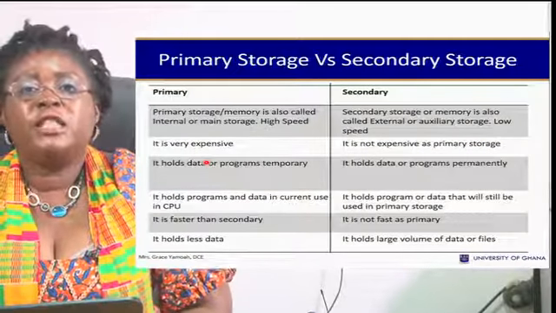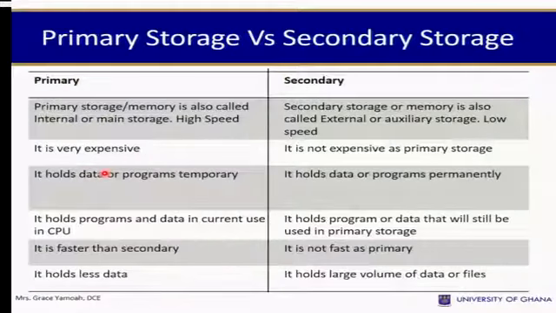Primary storage versus secondary storage. Primary storage memory is also called internal or main storage, high speed. Secondary storage or memory is also called external or auxiliary storage, low speed. Primary storage is very expensive. Secondary storage is not as expensive as primary storage. It holds data or programs. Primary storage holds data or programs temporarily. Secondary storage holds data or programs permanently.